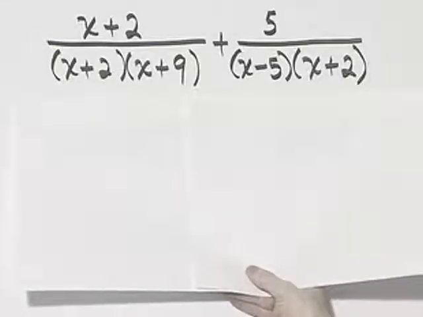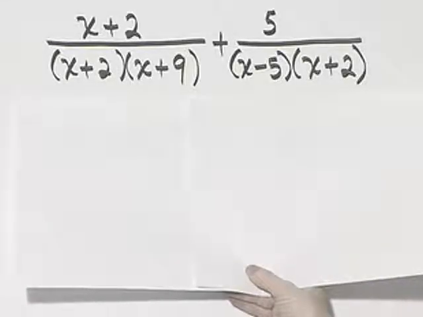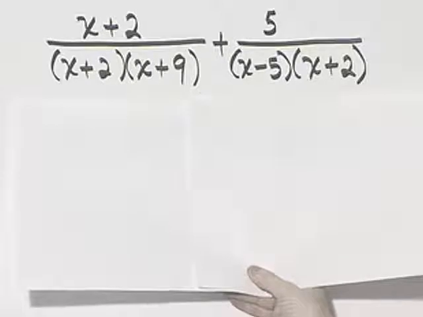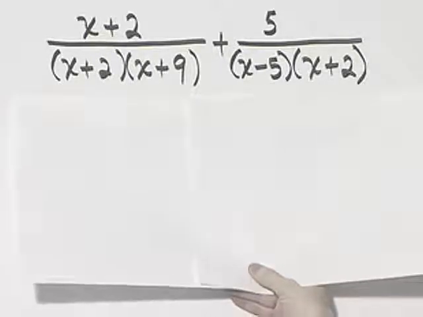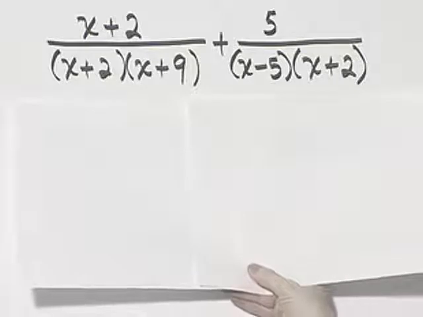For this example, we are adding, which means the denominators must be the same before we can combine these rational expressions. Notice I have already factored the denominators so that we can look for a least common denominator. What will be the least common denominator?